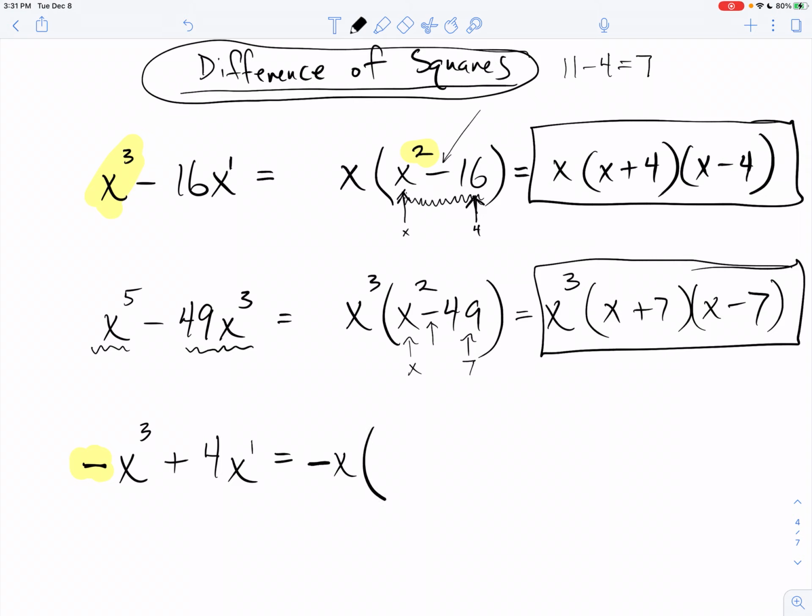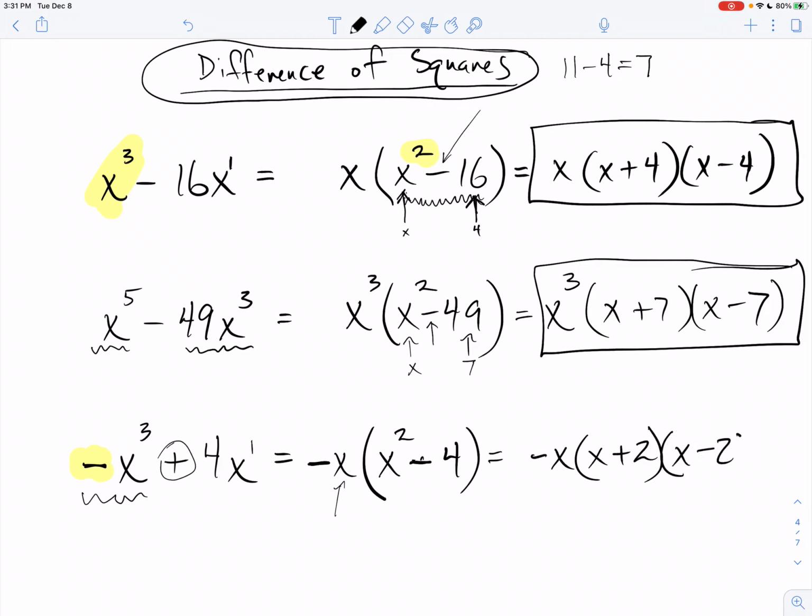So let's build it backwards. Negative x times x squared, that's how you get negative x cubed. But negative x times, well, it'd have to be another negative, right? Negative times a negative would give you the positive. And the x is already there, so you just need a 4 to hold the place. And then I'm hoping you see it and you go, oh, this would be x plus 2, x minus 2.